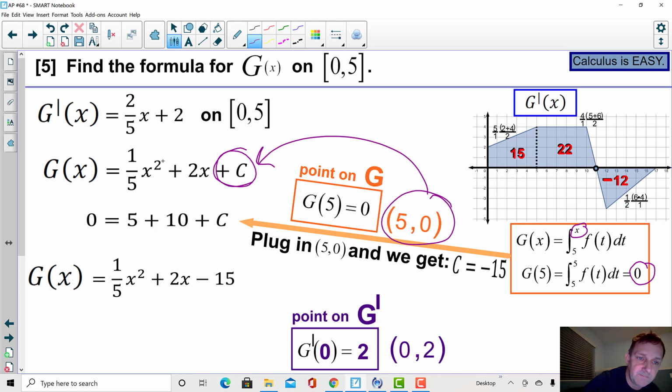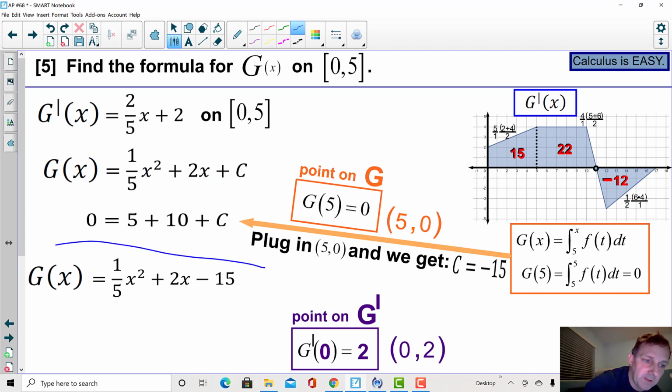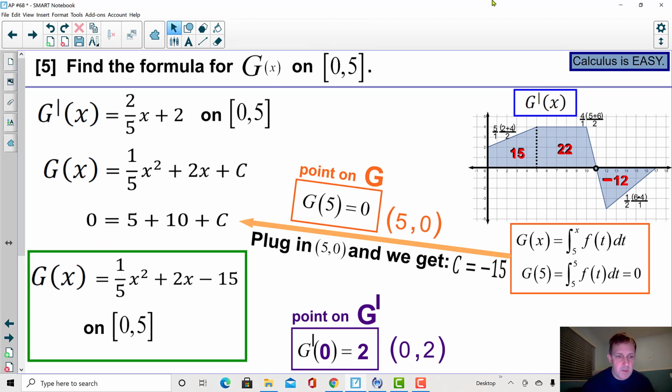And that's the point you can use to plug in and solve for your plus c. Plug a 5 for the x. That would give you 25 over 5, so that's just going to be 5. And then over here, we plug in a 5 and get 10. We also have to plug in a 0 for the y. The y in this case is kind of like your g. That will help us solve for c. You would get 0 is equal to 15 plus c. So you subtract 15 from both sides, and you get c is equal to negative 15. And now we're done. We know our c is negative 15. So we now have the formula for g of x on the interval from x equals 0 to x equals 5. All right, let's put a box around our final answer. And now we're done.